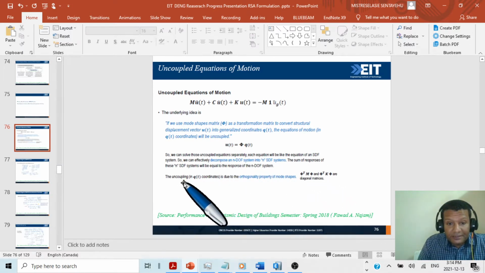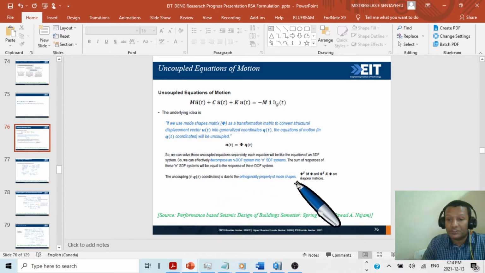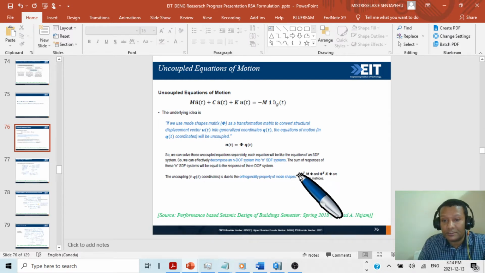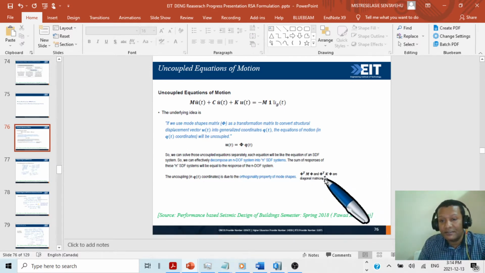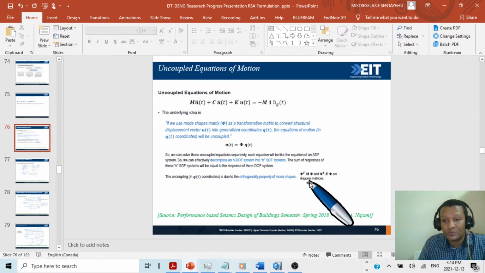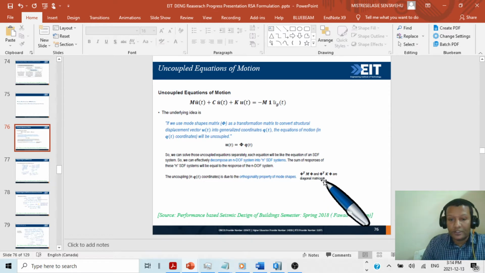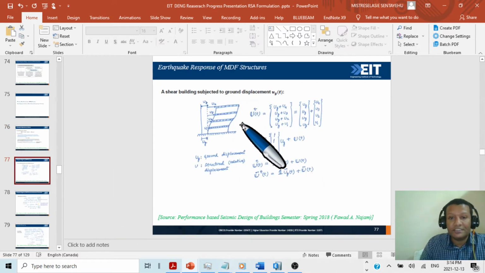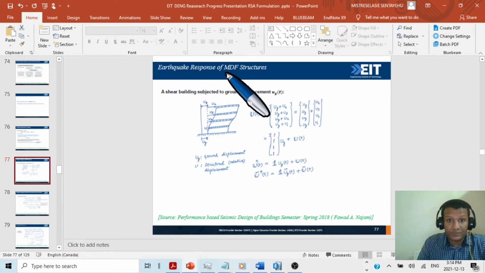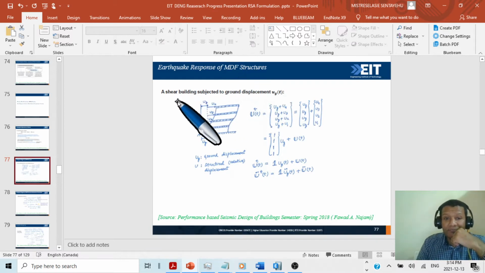The uncoupling in q coordinates is due to the orthogonality property of modal shapes. This is the orthogonality property: phi transpose times M matrix times phi, and phi transpose times K times phi are diagonal matrices. Again, phi transpose times the C matrix times phi is also included in this orthogonality property. Let's see the earthquake response of multiple degree of freedom system.